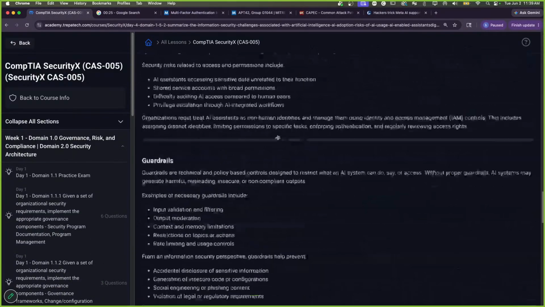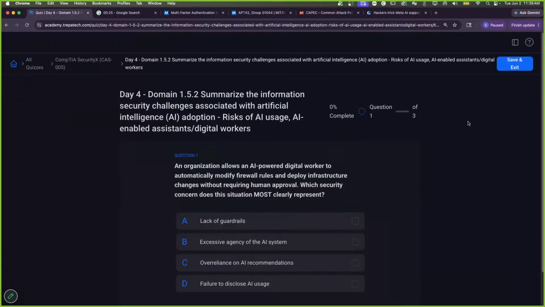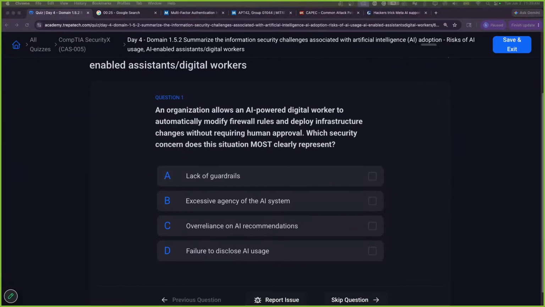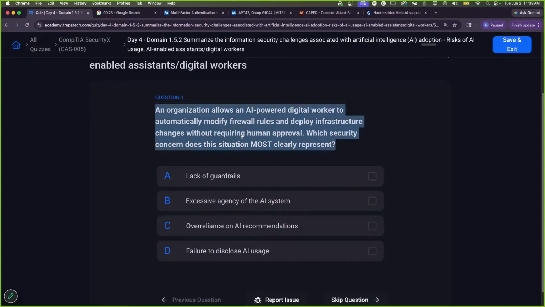Anyways, I'll keep my personal opinion out of it. I don't really like AI, if y'all can tell. Even though I use it, I kind of wish it just wasn't around. But all right, question 1.